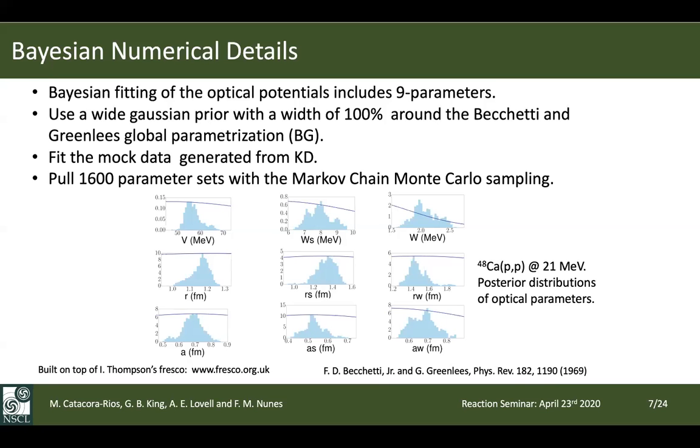And here I have an example of a posterior distribution from our Bayesian fitting of calcium 48 at 21 MeV. So here, for example, I have the real volume term: the depth, radius, and diffuseness. The imaginary surface term: depth, radius, and diffuseness, and the imaginary volume term: depth, radius, and diffuseness. So we can see that our posteriors are not Gaussian, and we have more than one peak. A quick note, from now on, unless I explicitly state experimental data, I will refer to this mock data as simply data.